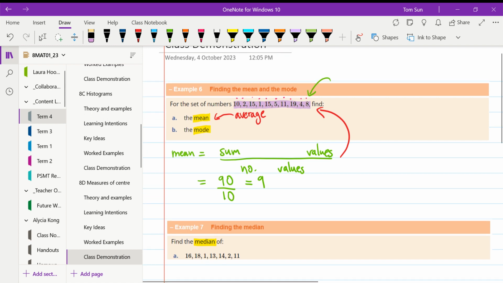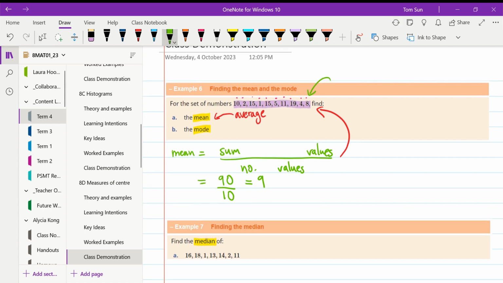Okay, the mode. Now, the mode is actually the easiest one to figure out of the three, but it might not be the most familiar one to you. Remember we've been looking at frequency tables, how frequently something comes up. The mode is the data that comes up most frequently.